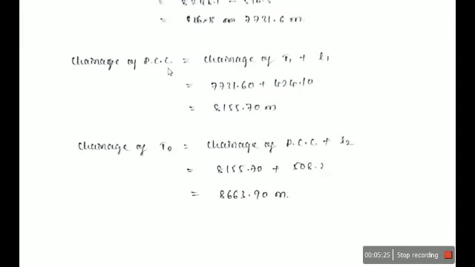Similarly, the chainage at the point of compound curvature, that is PCC, is equal to the chainage of T1 plus L1, the length of the first arc. We get this much chainage. Then next, T2, the chainage at the end of the second curve, is the chainage of the point of compound curvature plus the length of the second curve. Fill in the respective values, and we get this much as the answer.